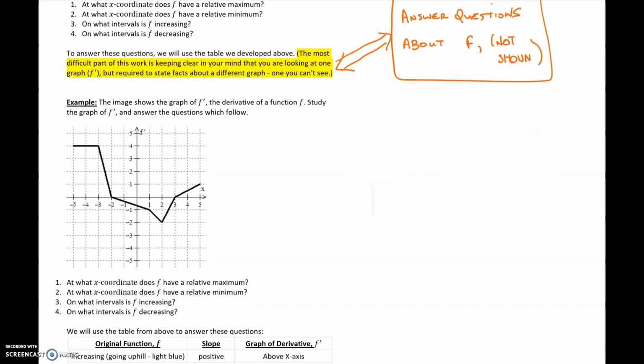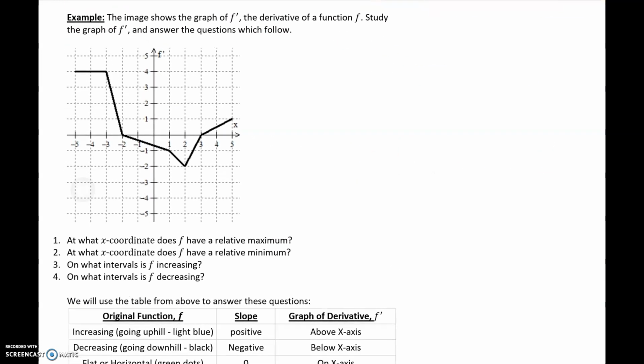So here's an example, and I'll blow it up a little bit for us. The image shows the graph of f prime, the derivative of a function f. So we're looking at f prime, we're not looking at f. Study this graph and answer the questions which follow. We're seeing f prime, but if you look at the questions down here, they're all about f. So we see f prime, but we're being asked about f.